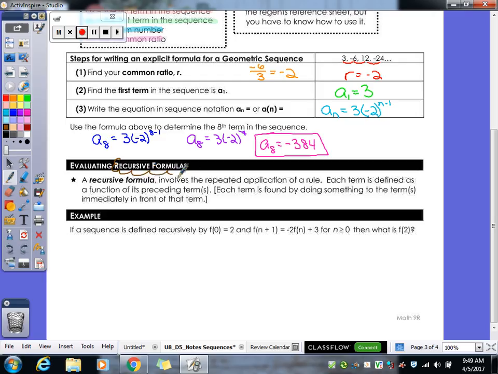All right, our last one is our recursive formula. Recursive formulas work for both of your sequences, both your arithmetic and your geometric sequences.